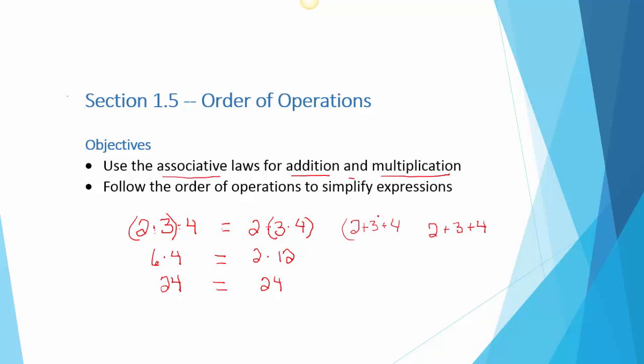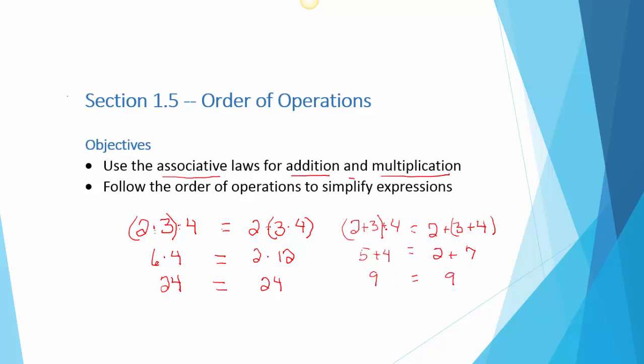Here I could add these two first and then add 4. Here I could add these two first and then add 2. So I would get 5 plus 4, which is 9, or I'd get 2 plus 7, which is also 9. So these are equal all the way through, and that's basically what it's saying.